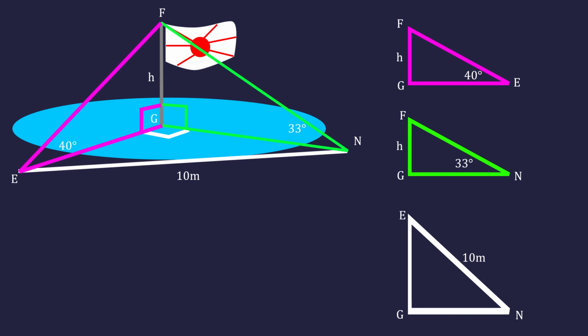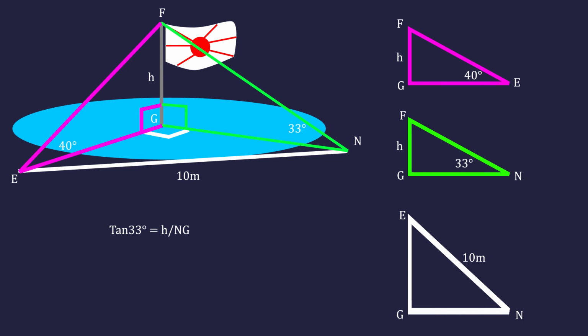The angle FNG is 33 degrees, and we can define the flag's height if we have the distance from it to the viewing spot. So we'll call that side NG. Looking back at SOHCAHTOA, we notice that we want the tangent of our angle. So therefore tan 33 degrees is opposite over adjacent, or h over NG.